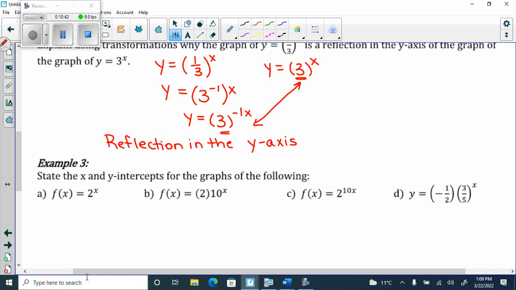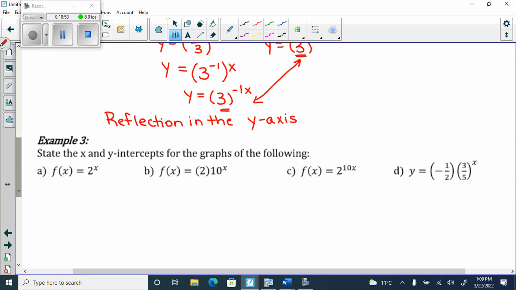So for these ones, we're going to find the x and y intercepts. We're going to use our calculators. For now, we're not going to learn how to actually solve the x-intercepts properly using logs; that's later. But we're going to state the x and y intercepts.